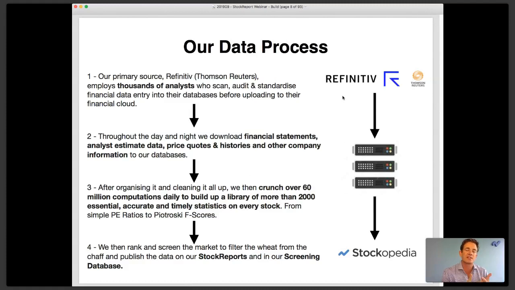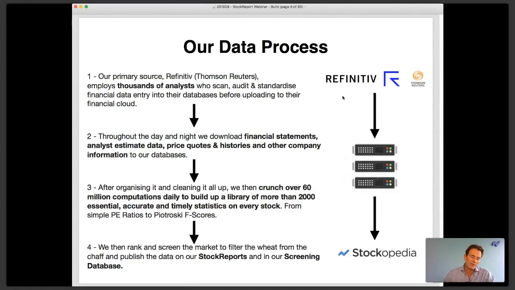Our primary data source is Thomson Reuters. We do get data from Financial Express and a few other sources as well. But Thomson Reuters are our primary data source, and the data part of Thomson Reuters has been spun off into a new company called Refinitiv that's backed by Blackstone. It's actually in talks to merge with LSE. Refinitiv employ thousands of analysts out in the UK, also across Asia and around the world, who scan, audit, and standardize financial data into their databases and make it available in their data cloud.